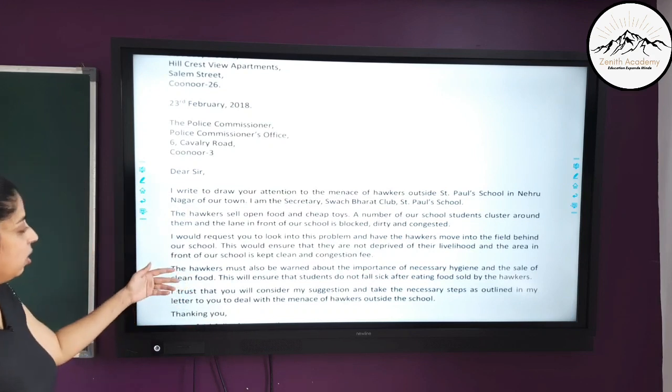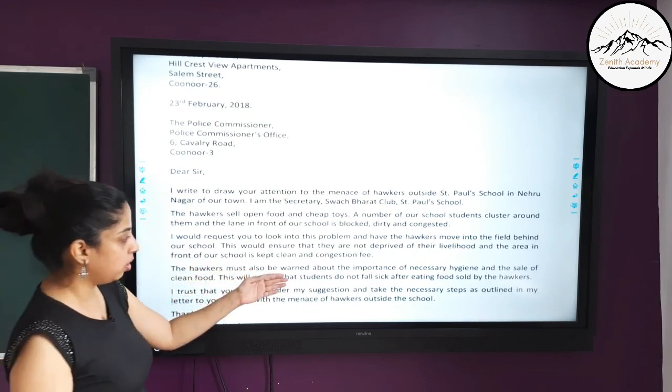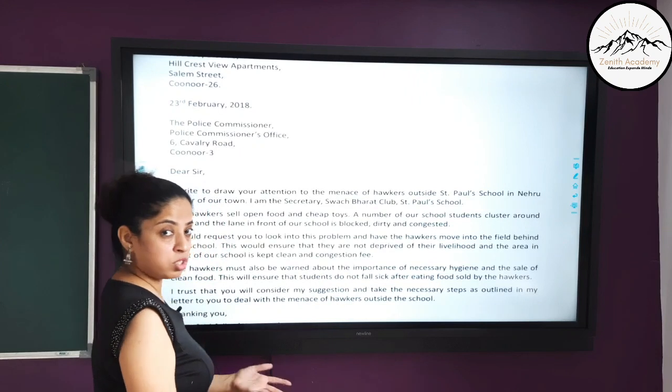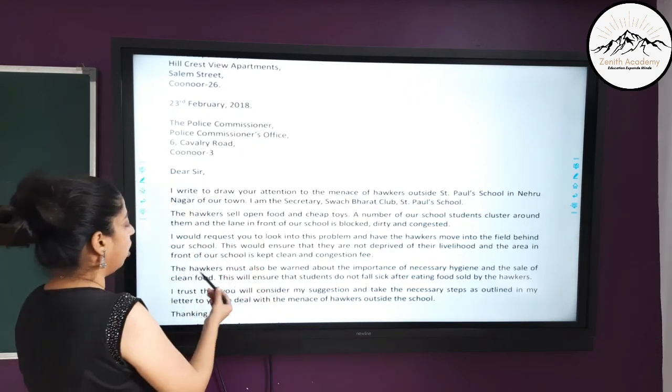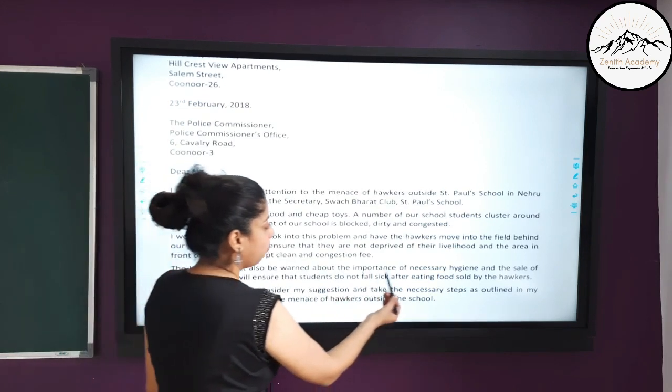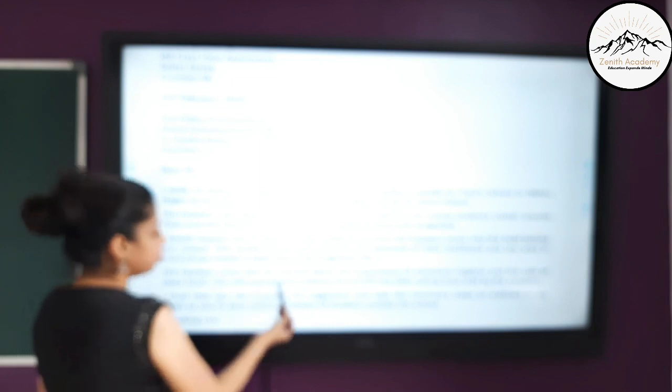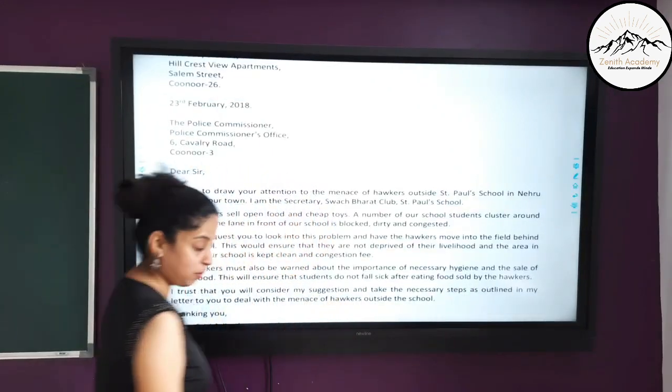Now, then the hawkers must also be warned about the importance. Now since you are giving more suggestions, you can change the paragraph, or in the same paragraph you can include this. The hawkers must also be warned about the importance of necessary hygiene and the sale of clean food. This will ensure that students do not fall sick after eating food sold by the hawkers.